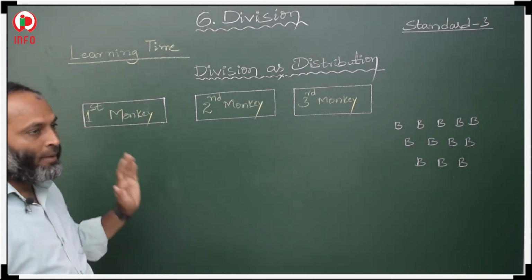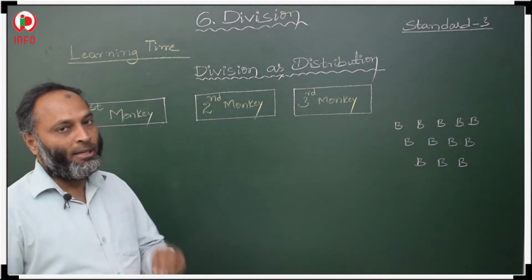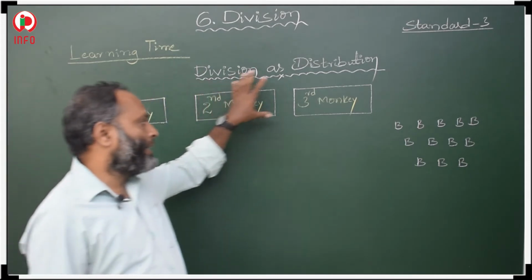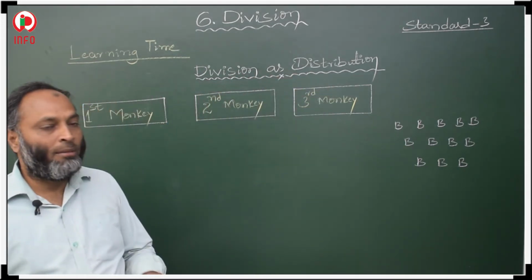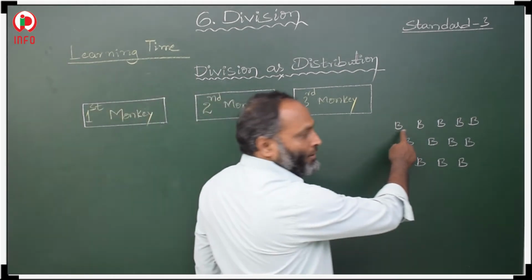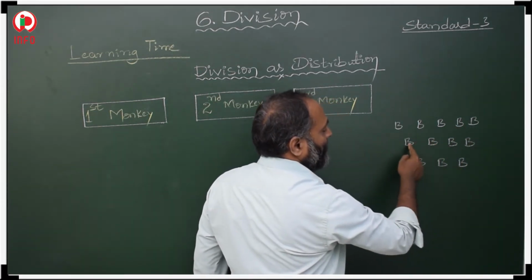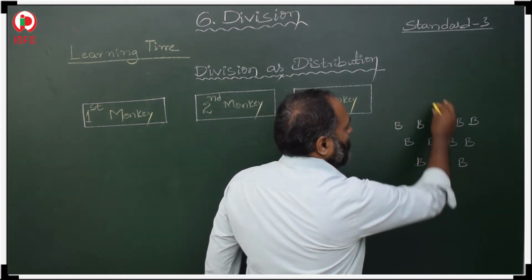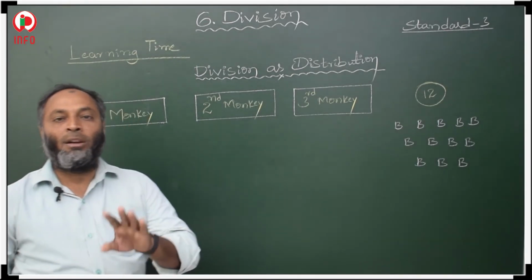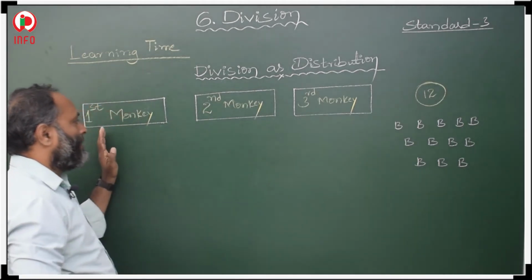Here, in your textbook, 3 monkeys are given. How many monkeys are there? 3 monkeys. We are taking them as first monkey, second monkey, third monkey. There were a total of 12 bananas: 1, 2, 3, 4, 5, 6, 7, 8, 9, 10, 11, 12. These 12 bananas we have to distribute equally to these 3 monkeys.